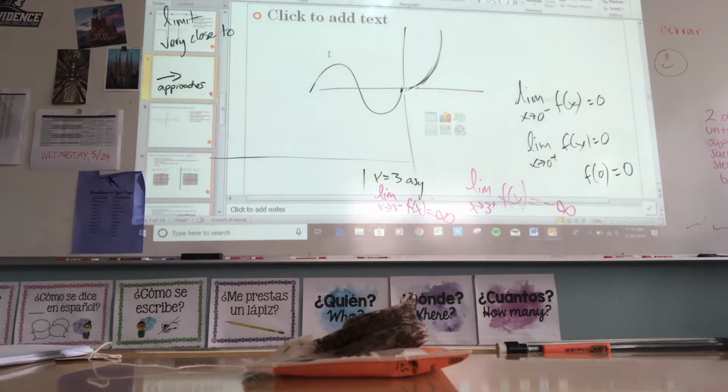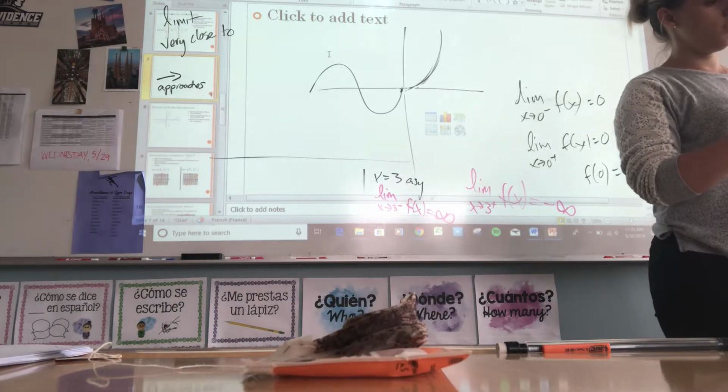Okay, so that's continuity. The limit from the left is the same as the limit from the right, is the same as the y value. Okay, you want to keep reading it?